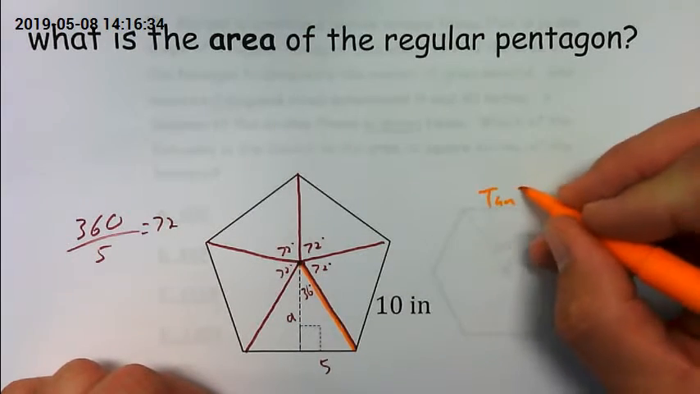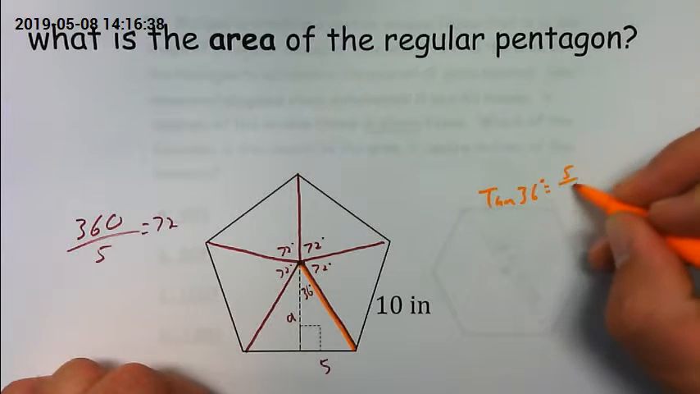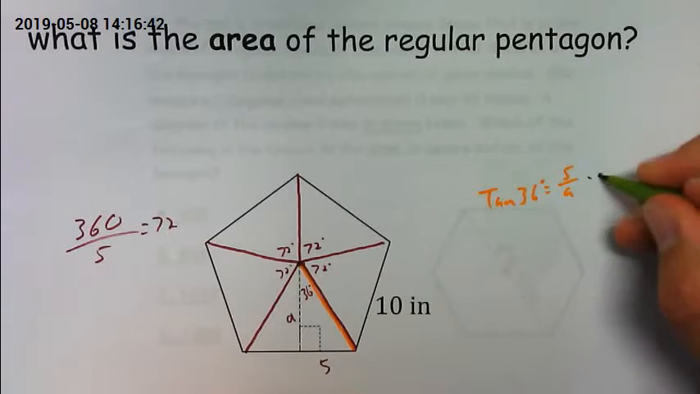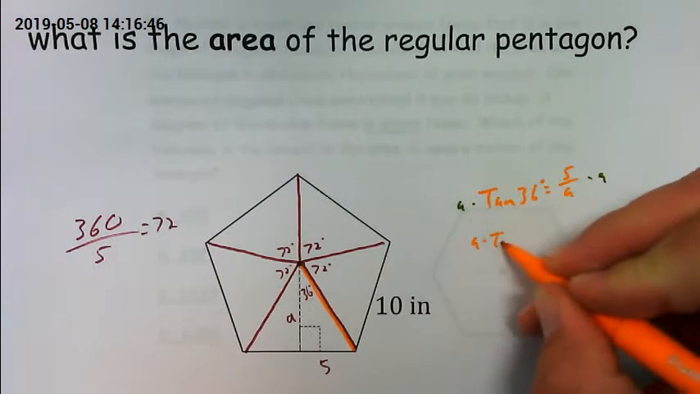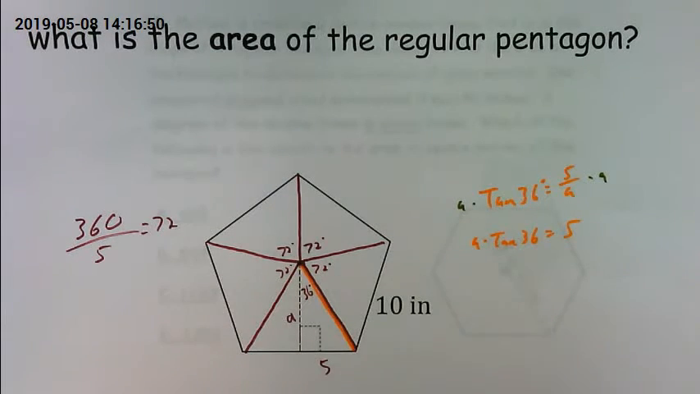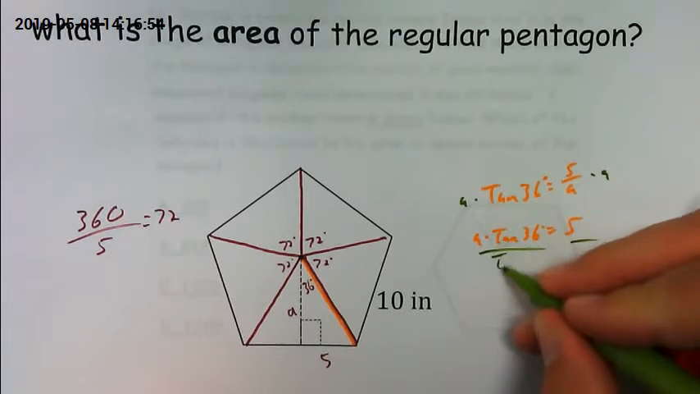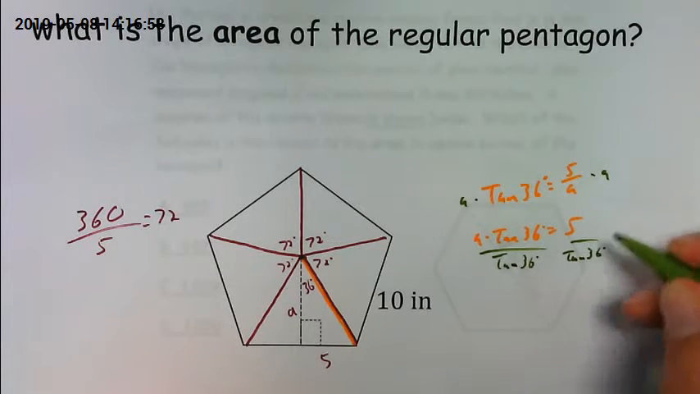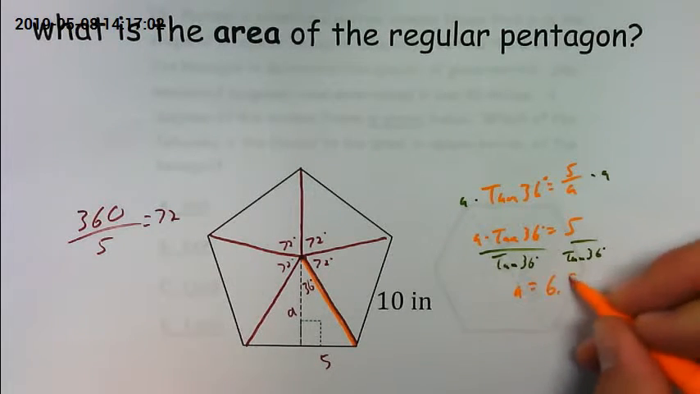tangent. So tangent of 36 equals 5 over A. So you'd have to move the A over first, multiply. So you have A times tangent of 36 equals 5. And then we'd have to divide off tangent of 36. So A is 6.88.